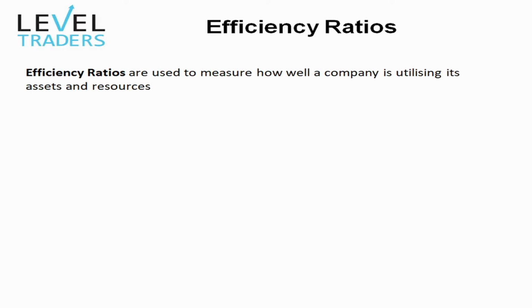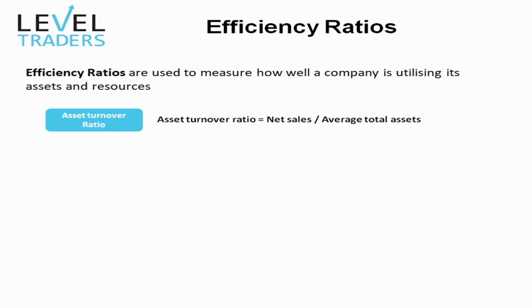Then we come on to efficiency ratios. Efficiency ratios are used to measure how well a company is utilizing its assets and resources. So we have the asset turnover ratio. This measures a company's ability to generate sales from assets. And this is the formula: net sales over average total assets.